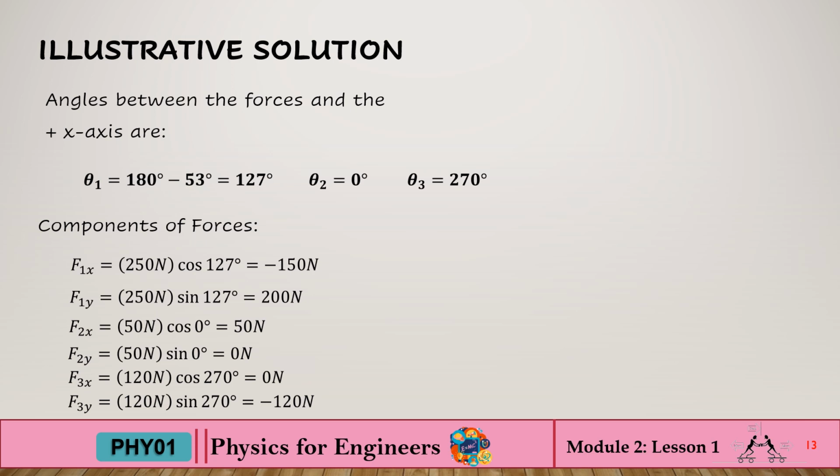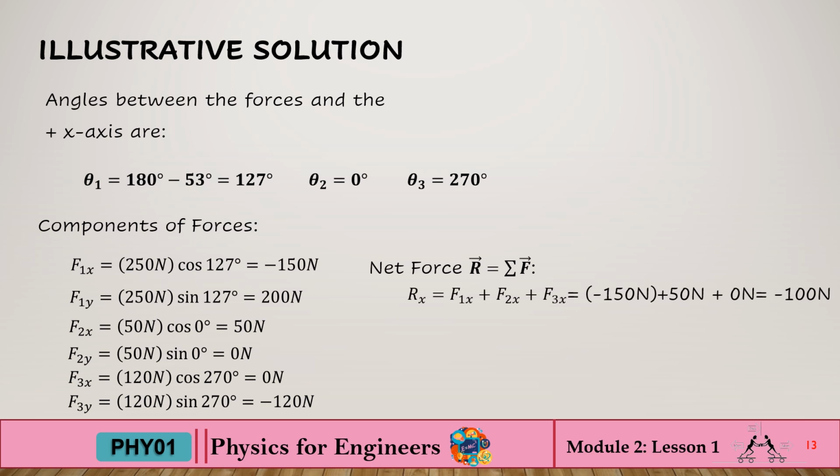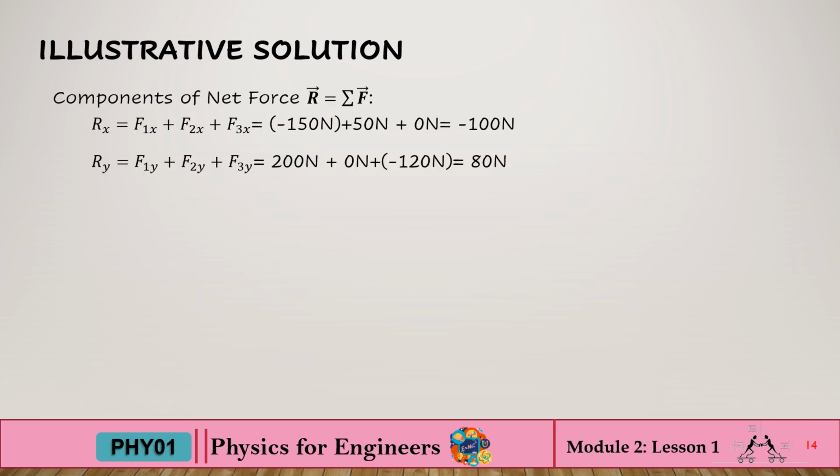Upon looking at the components of the forces, we say that the net force has the components R along x to be negative 100 newtons and R along y to be 80 newtons. Notice that the net force has a negative x component and a positive y component. This gives us a hint on where the resultant vector lies, in this case in the second quadrant of the Cartesian plane.